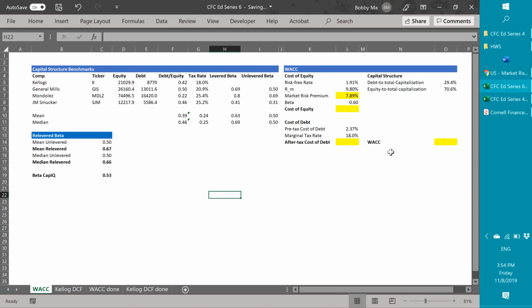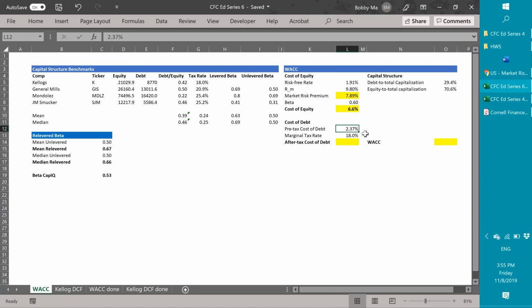Yep, cool. So then you have your cost of equity, which is your risk-free rate, so it's L5, plus your beta times your market risk premium. So that gets you to 6.6%. Cool. And from there, this is your cost of equity.